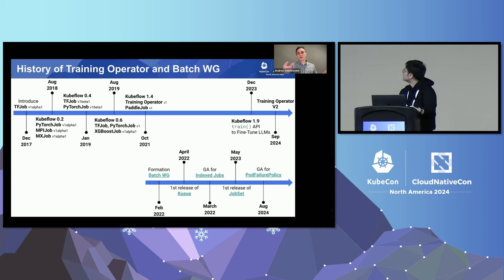Also, we had a lot of these different operators, and we decided to consolidate them into a single operator. So we called it training operator V1 in 2021, which is a single Kubernetes operator managing all those CRDs.